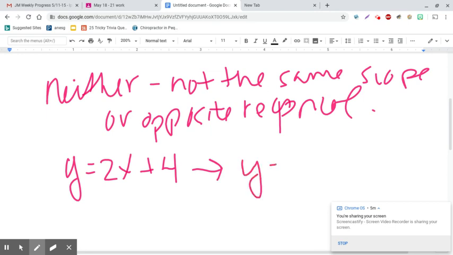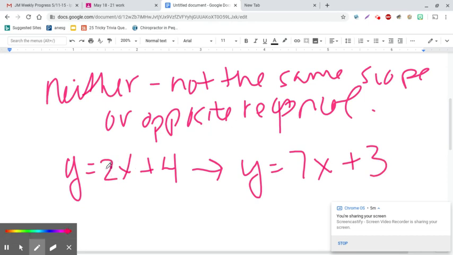So let's just say y equals 7x plus 3. These slopes are neither. They're not the same and they're not opposite reciprocals, so you would just write neither. So guys, for this week, I am going to give you 2 equations. All you're telling me is if they're opposite reciprocals, which means they're perpendicular, they're the same, which means that they're parallel, or they're neither. They don't have anything in common, and when we graph them, they wouldn't look like that.